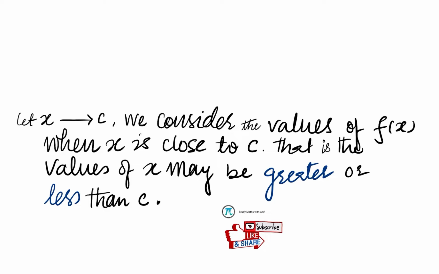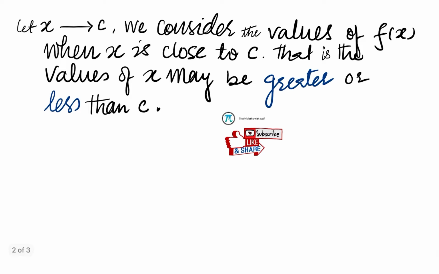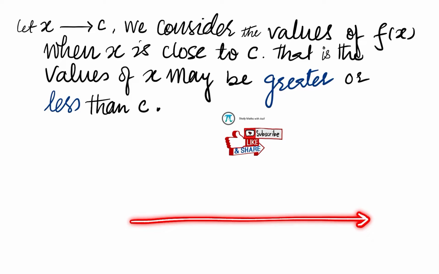Now please look at this: let x go to c. We consider the values of the function when x is close to c. That is, values of x may be greater than or less than c, but not equal to c. Here we talk about the limit of the function. Let us see this with the help of the real line. If I draw the real line, say for example this is the real line, and this is the point where the function is not defined, mind it.